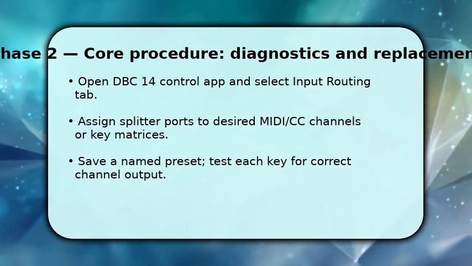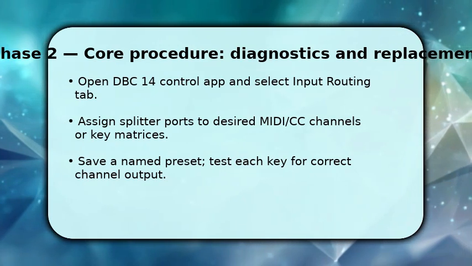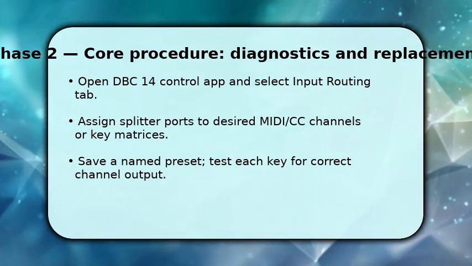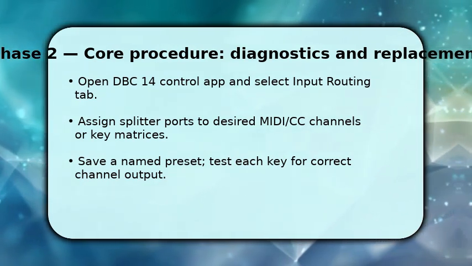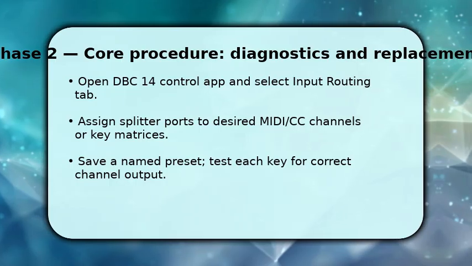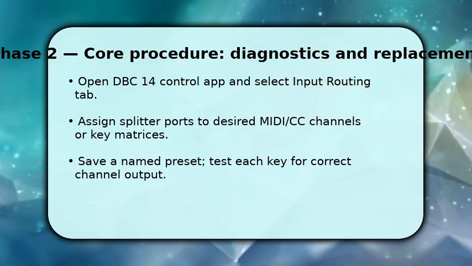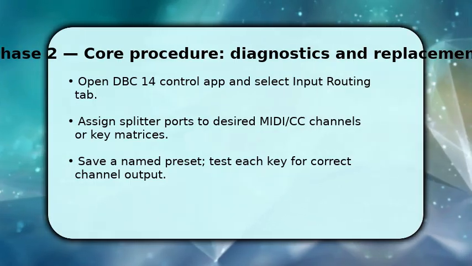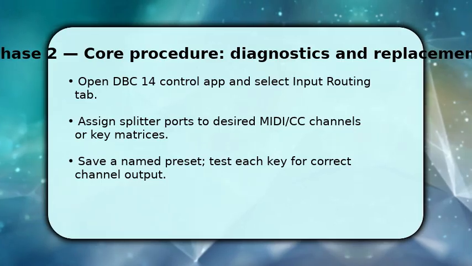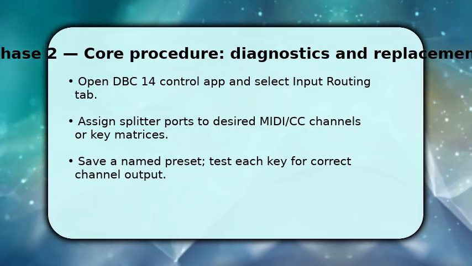Once connected, power on and open the DBC14 Control app to configure routing. You assign each splitter port to specific MIDI channels or key matrices so signals don't collide. Use the Input Routing tab, select port A, map it to channel 1, then map port B to channel 2. This separates streams. Save a named preset for quick recall.